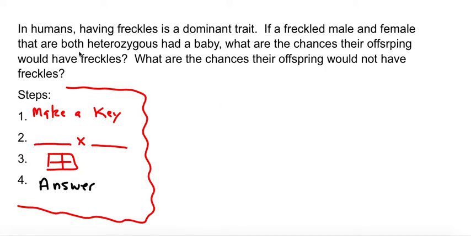So really the first thing is make a key, or write down all the information that they give you. In this example it says in humans freckles is a dominant trait. So I'm going to make a big F for freckles, and a little f for no freckles. So I did step 1, I made a key.